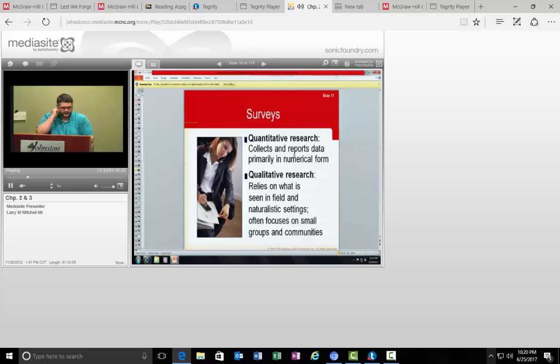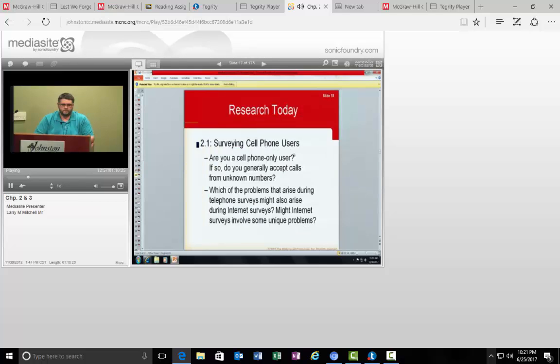Okay, we also have the idea of quantitative and qualitative research. One, for example, quantitative, is based on numbers. Qualitative, think quality, and not necessarily the focus on the numbers that you find in quantitative. All right, a good example of all these things from our book is Surveying Cell Phone Users.